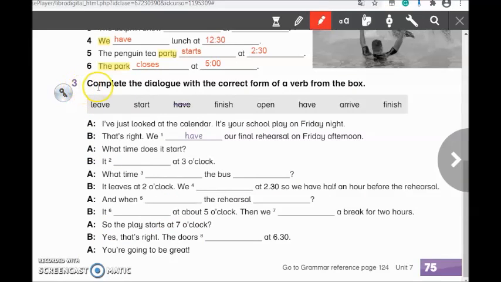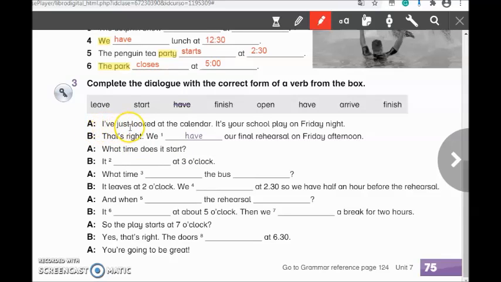Activity number 3. Complete the dialogue with the correct form of a verb from the box. Then here we have a dialogue. لدينا حوار. We need to complete this dialogue with the correct form of a verb from the box. Here we have some verbs in the box. We need to put the verb in the correct form. نضع الفعل بالشكل الصحيح.